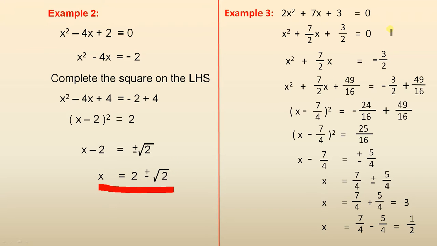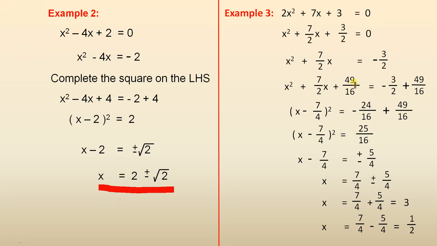This next one here is a little bit more involved, and the reason is because of the 2 here. So normally in front of the x squared you might have a 1, which makes it a lot easier, but this is a 2. So what we do, we divide both sides by 2 to get that line here. Then we subtract 3 on 2 from both sides, so that gives us that line there.